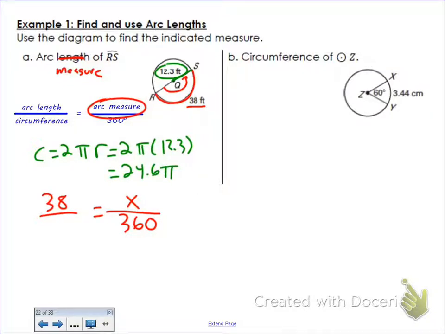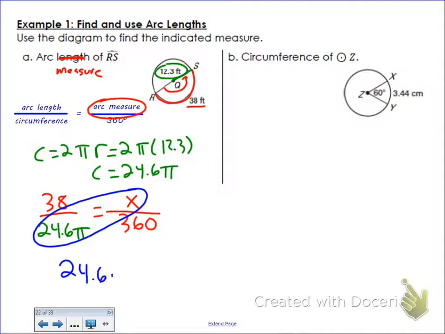So this is my circumference. This is going to go on the bottom left-hand part of my proportion. So 24.6 pi will go right here. Now this is a proportion, one fraction equal to another fraction. In order to solve a proportion, we are going to cross multiply. So that means we go x times 24.6 pi, which is going to give me 24.6 pi x.